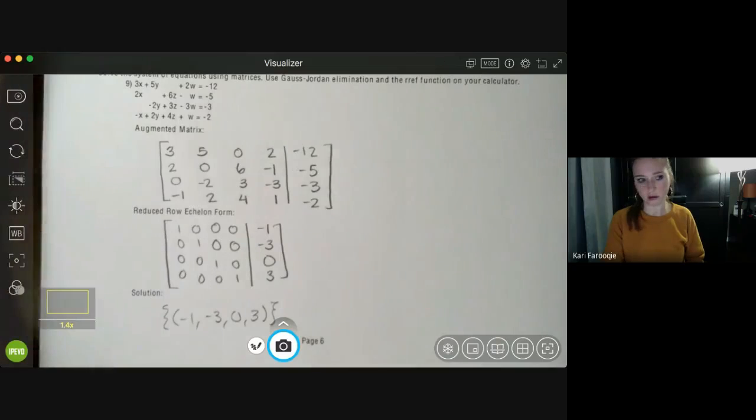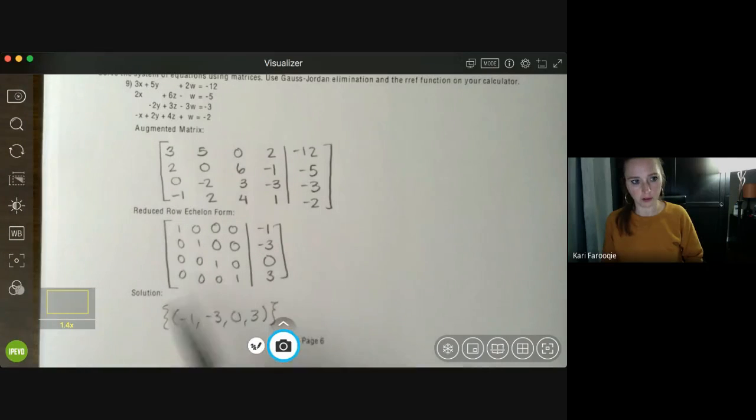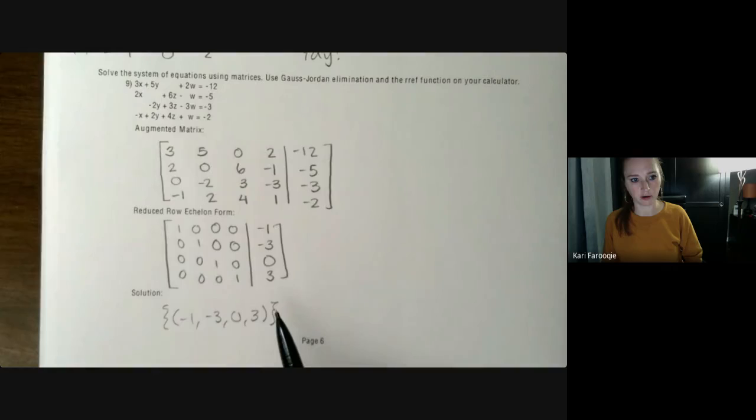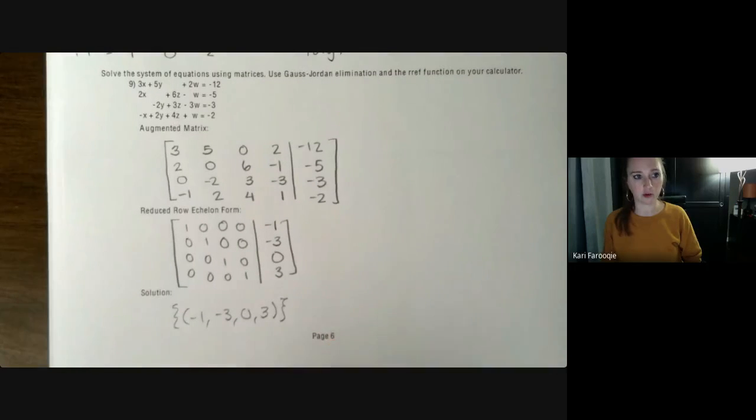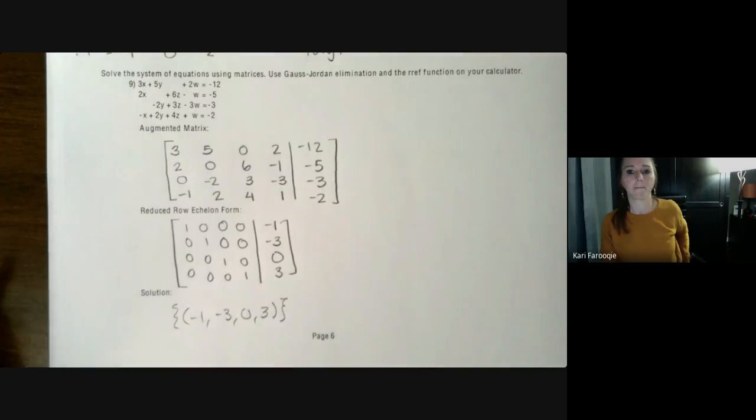So I've written the RREF form from my calculator and then the solution down here on the bottom. Any questions about how to work on this 4-variable system of equations on your calculator?